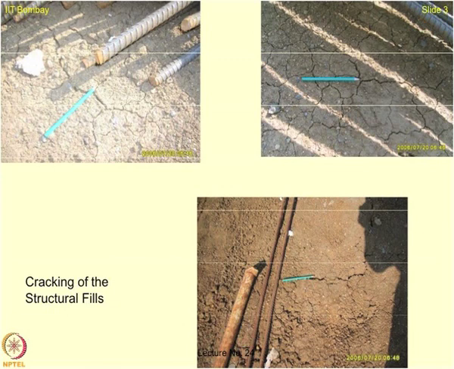Why is it so? You want to find out what is the lateral extent of the cracks, what is the vertical extent of the cracks, whether these cracks are interconnected or not, and so on. Because ultimately, if this type of a situation occurs in earthen dams, what is going to happen? Clear?